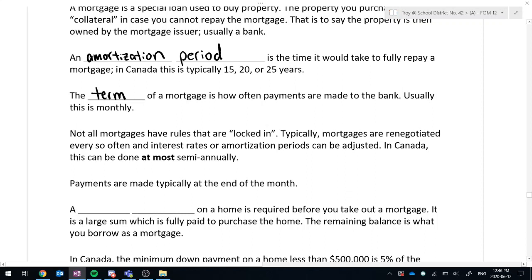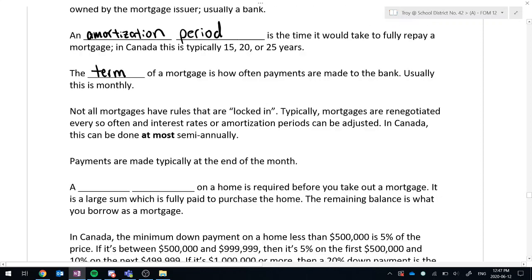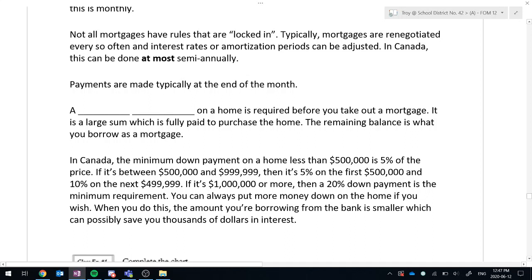In Canada, the most often that a bank can do this is every 6 months, semi-annually. This is due to the fact that interest rates change and housing markets change. So at most, every half year, you can renegotiate with your bank certain things like the interest rate for a mortgage.